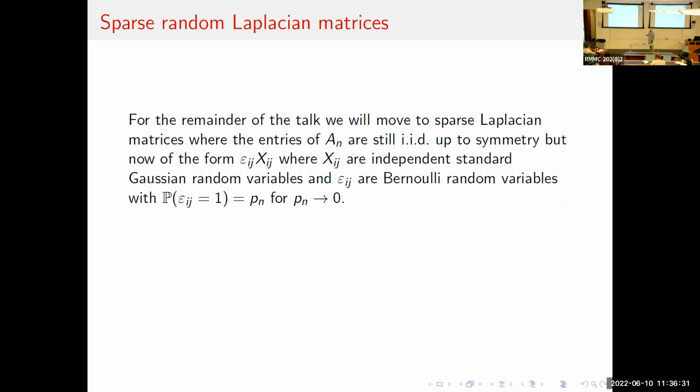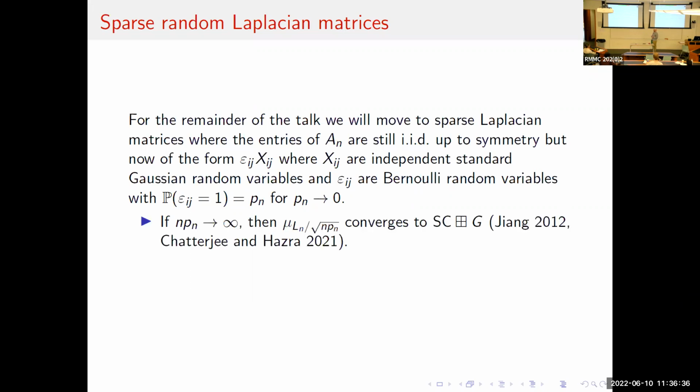So there are two regimes you can look at in these sparse models, or really there are a lot. But the first is that if n p_n goes to infinity, then it's known that the empirical spectral measure of L_n over square root of n p_n still converges to this free convolution. This is a result of Zhang from 2012 for adjacency matrices, after centering and rescaling, and then Chatterjee and Hazra, from last year, for the more general case, with just mean zero, variance 1 entries before you set them equal to 0.